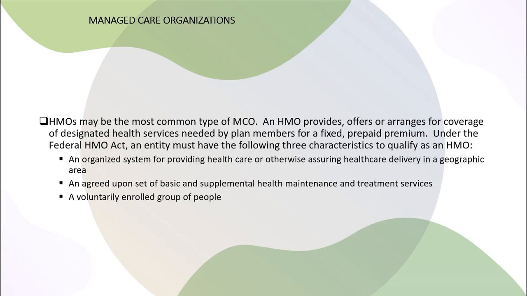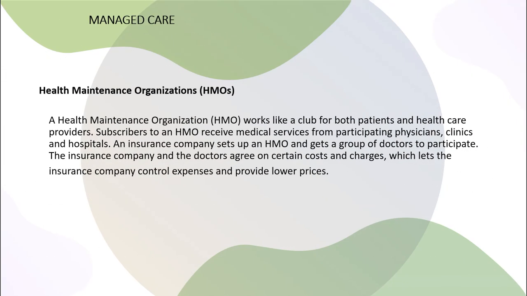An HMO offers or arranges for coverage of the designated health services needed by plan members for a fixed prepaid premium. Under the Federal HMO Act, an entity must have the following three characteristics to qualify as an HMO: an organized system for providing healthcare or otherwise assuring healthcare delivery in a geographic area, an agreed upon set of basic and supplemental health maintenance and treatment services, a voluntary enrolled group of people.